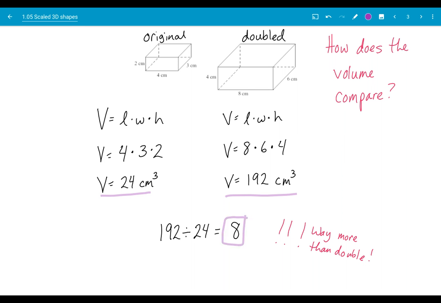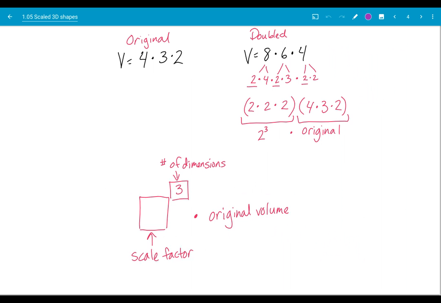8 of the original shapes would fit into the doubled shape, which is where I have to give a little disclaimer. These are not drawn to scale, as you can probably tell. But it's way more than double, which is the big point. When we double the dimensions, we get a significantly larger shape.